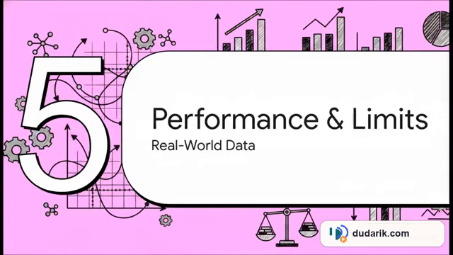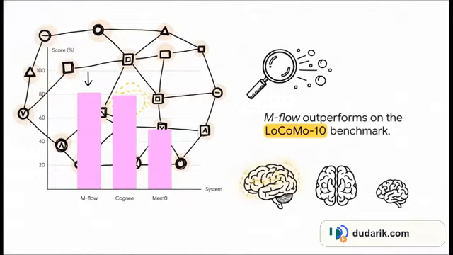Finally, Section 5, Performance and Limitations. Let's look at the real-world data. So what's really interesting here is how these theoretical claims actually translate into hard benchmark numbers. On the LOCOMO 10 benchmark, which specifically tests long context and multi-session capabilities, MFlow scores a really impressive 81.8% with an LLM judge. That is slightly edging out Cogni at 79.4% and massively outperforming MemZero, which sits way down at 50.4%. The path cost retrieval clearly pays dividends when it comes to accuracy.